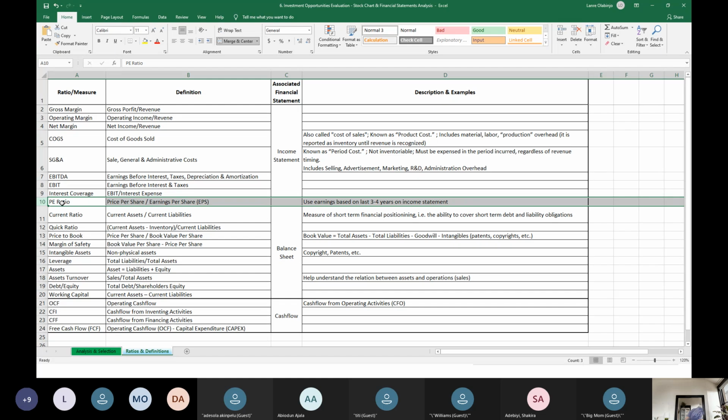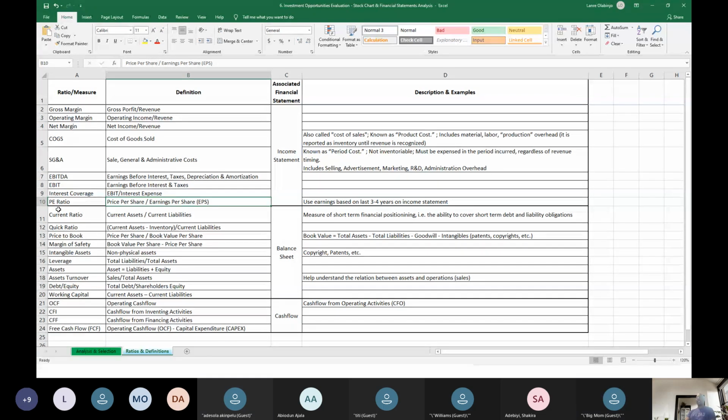PE ratio, and these are things that I want us to know because you're going to be needing it for your investment analysis. It's price to earnings. Anytime you hear the word ratio, they are dividing something by something. So price is on the numerator, earnings is on the denominator. Essentially, it's the price for every share divided by the earnings per share. You know already how to calculate the earnings per share, which is total earnings divided by the number of shares.